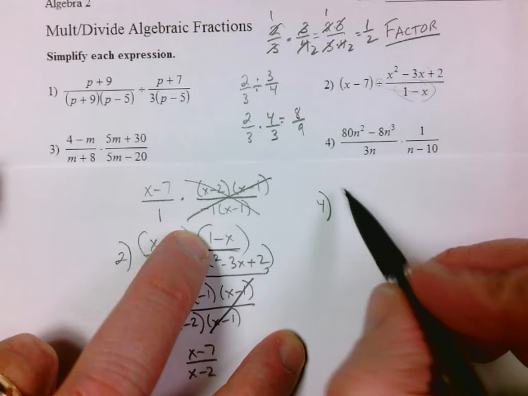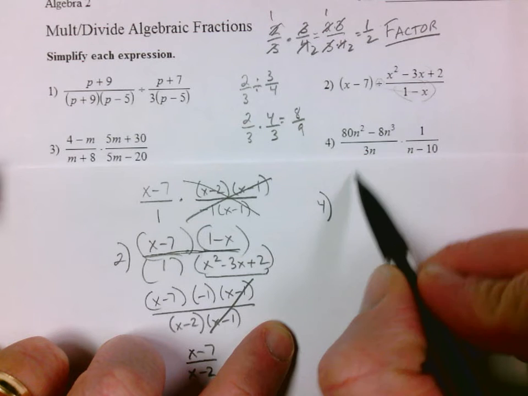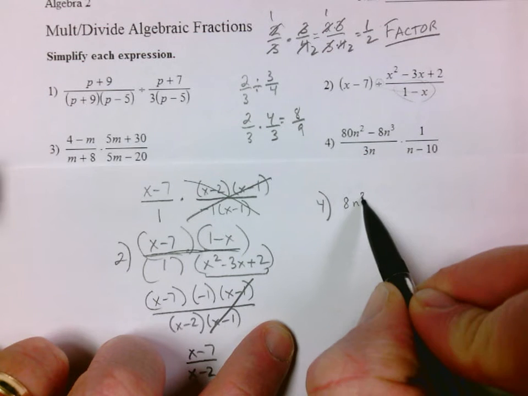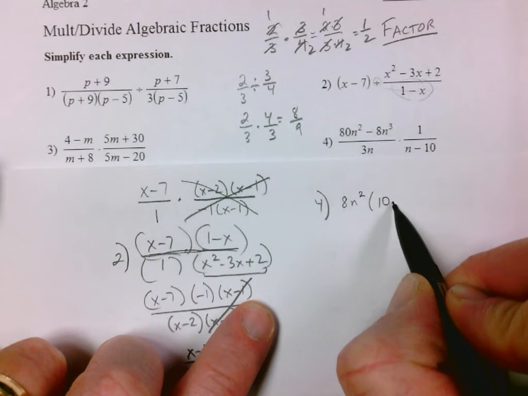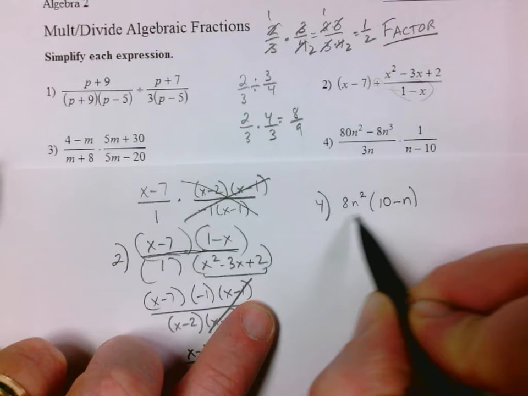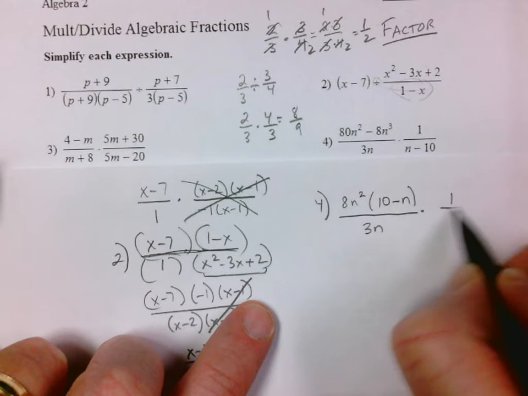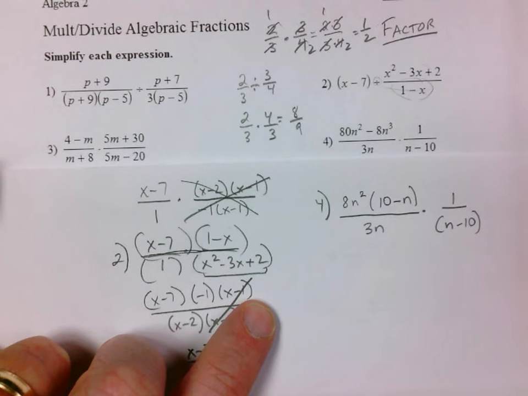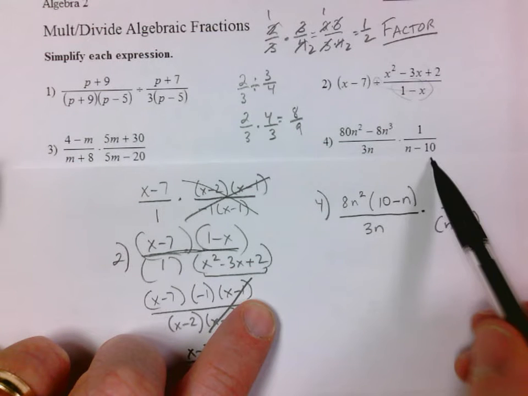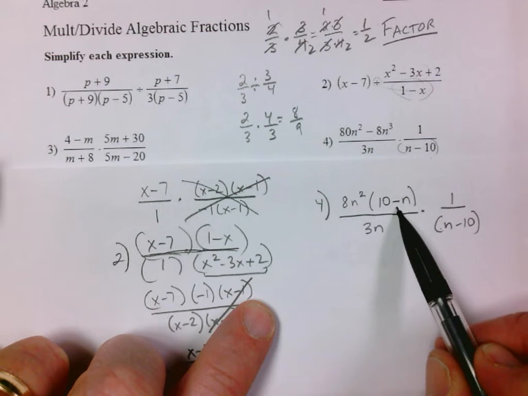So I can take an 8n squared, and it leaves me with 10 minus n over 3n, and I'm multiplying by 1 over n minus 10. And I like to write the binomials in parentheses even if they aren't. Go ahead and add those in there. Okay, so n minus 10 and 10 minus n would cancel if one of them had a negative.